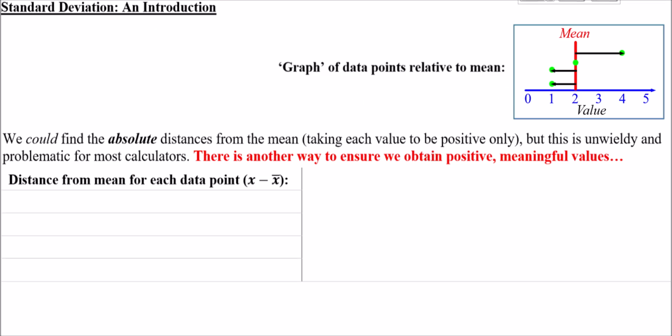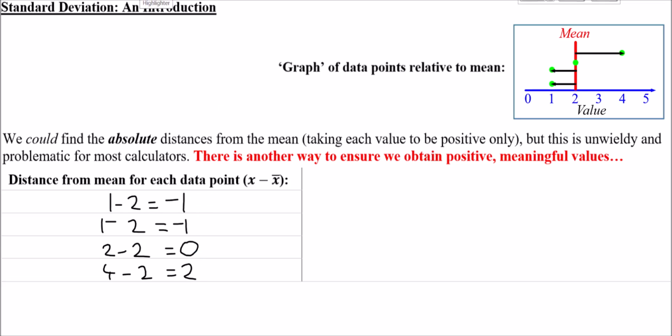Again, just to recap, the distance from the mean is each point subtract the mean. So what we had, this one here, 1 take 2 gave us minus 1. The other one, take away 2, gave us minus 1. 2 take 2 was 0, if you remember. And the last one, this 4 take 2 is 2. Now we added those together, we got a problem. Add them together gives us 0, which was meaningless, wasn't it?